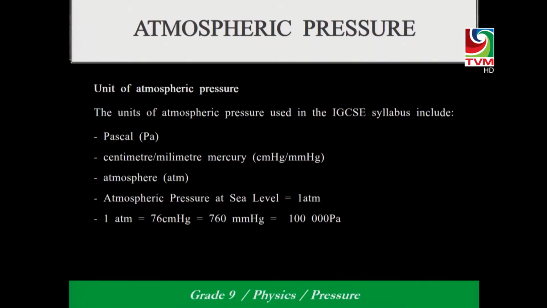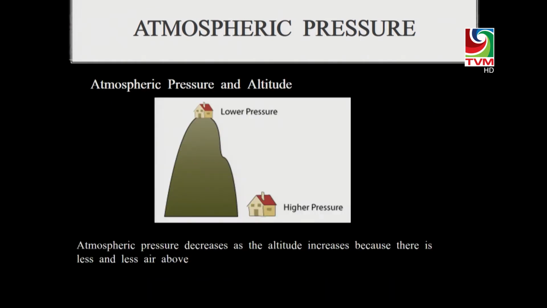Unit of atmospheric pressure. The units of atmospheric pressure used in the IGCSE syllabus include Pascal, centimeter or millimeter of mercury, or atmosphere, that is ATM. 1 atmosphere equals 76 centimeter of mercury, or 760 millimeter of mercury, or 100,000 Pascal.